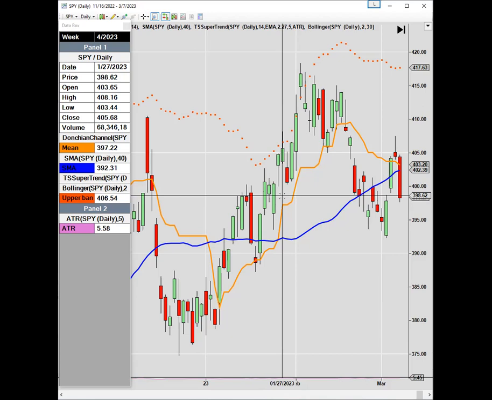The platform has it as 409.44. Okay, we'll assume that's correct. I'm not checking the math or anything. That is our first profit objective.